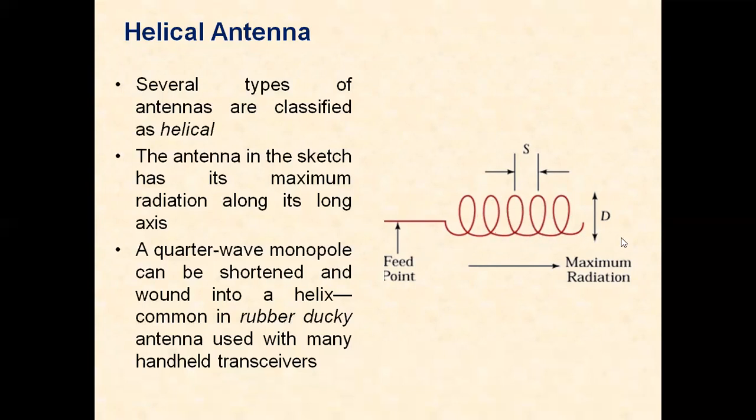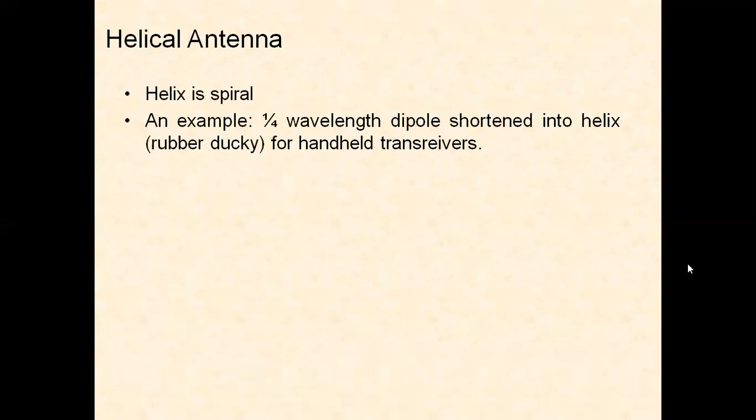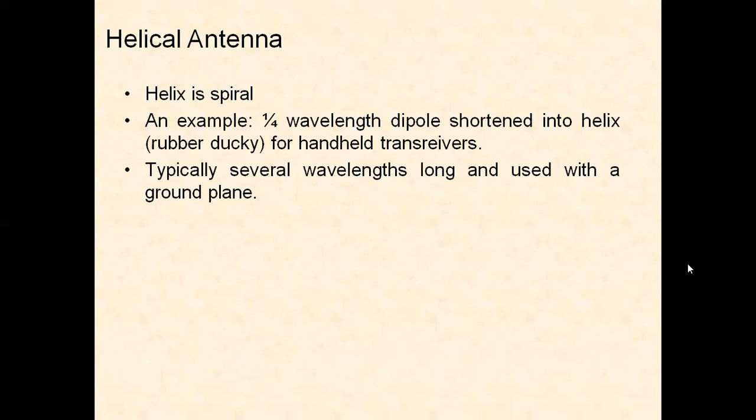Maximum radiation is along the line of the helix. Helix is spiral. An example: a 1/4 wavelength dipole shortened into a helix for handheld transceivers. For example, in mobile communication, we can make use of a helical antenna. Very small wavelength. Typically several wavelengths long and used with a ground plane.